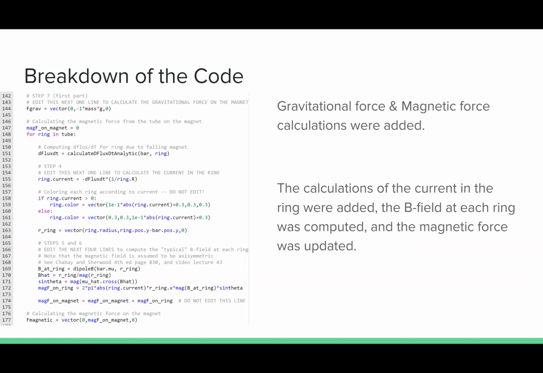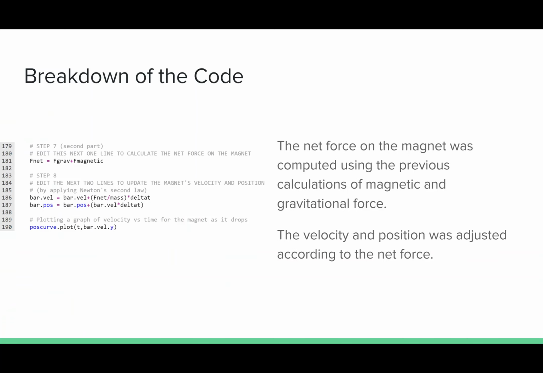And then the calculation of the current of a ring at that particular location was added, and then the B field at each ring was computed using this current value. And then the magnetic force was updated accounting for this B field. At the end of it, the magnetic force and the gravitational force were summed up to form the net force, which was used to update the bar magnet's velocity and position.